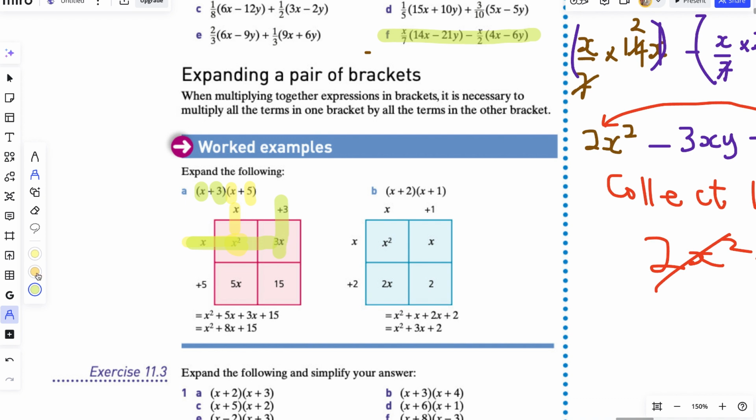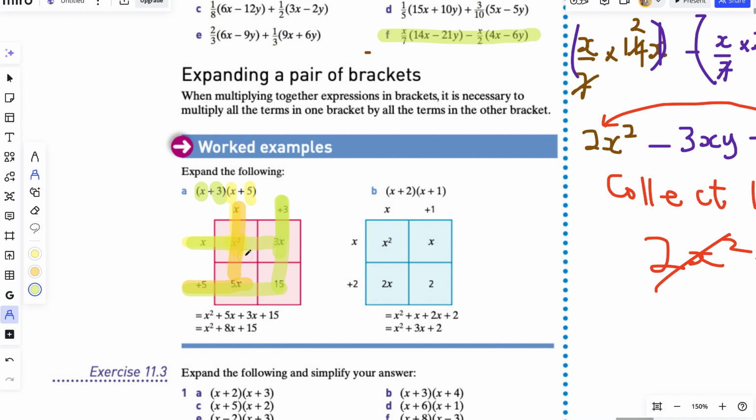Now let's see this one. How do we get this one? We're going to say this x multiplied by this 5. That's how we got this 5x. Okay? Now for this last one, how do we get this last one? You're going to say this 5 multiplied by this 3. 5 times 3 you get 15. Positive 5 times positive 3 you get 15.